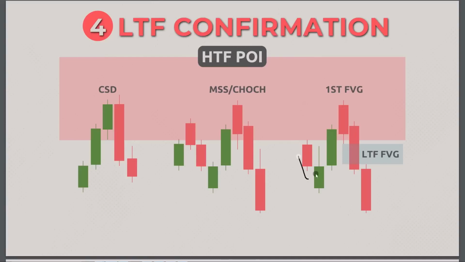Now you can see that price is going up, coming lower, creating a fair value gap in this case. When I see this fair value gap, I could enter from it immediately, even if there is no market structure shift, even if there's nothing. But this first fair value gap is a very high probability one.